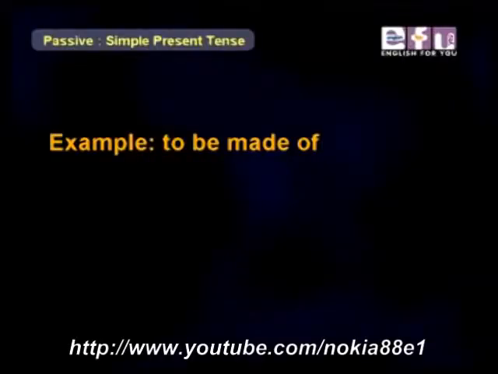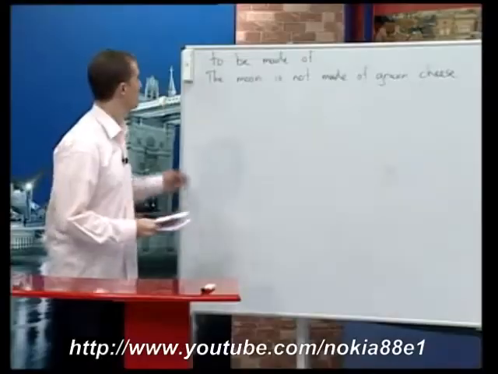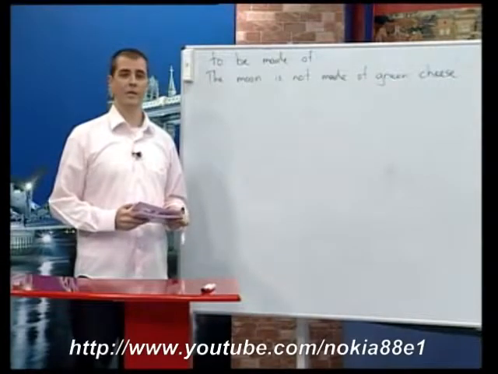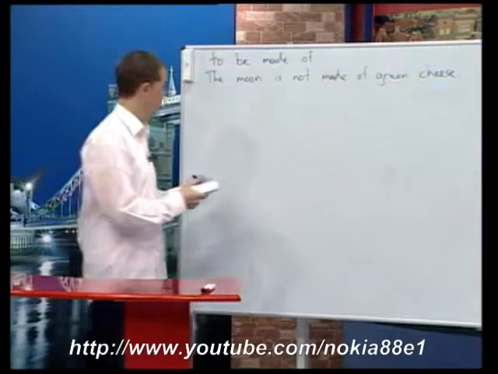Some verbs are often followed by certain prepositions, and they are used in the passive. For example, to be made of. Here's an example. The moon is not made of green cheese. To be made of. The moon is not made of green cheese. Some people used to think it was made of green cheese.